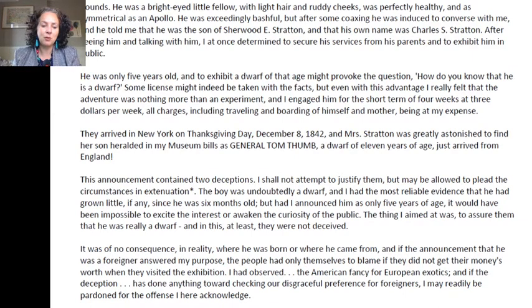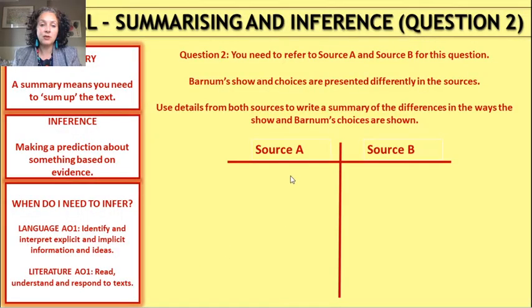If we go back to our PowerPoint, then we can have a look at this table. So source A, I want you to list the different show choices. So you might want to write in here: taking advantage, exploiting dwarfs, faking, lying, using people for his own ends.